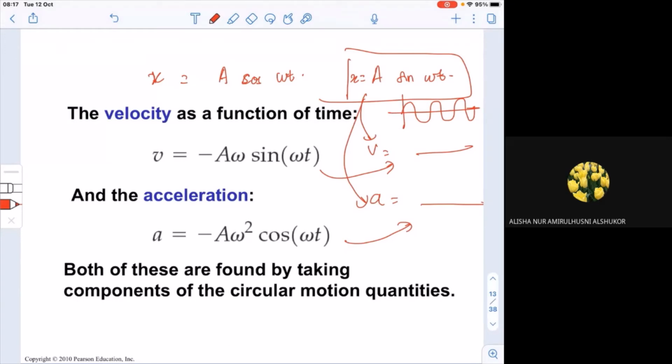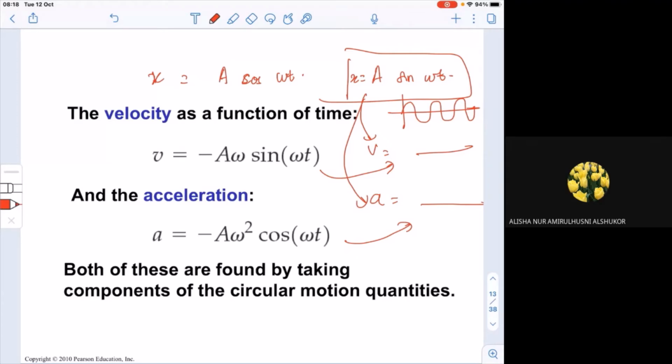If you are having some difficulty to do some integration and also some differentiation, please try to memorize how to differentiate and how to write down x, v, and a for simple harmonic motion. So x equals A cos omega t, v equals negative A omega sine omega t, and a is equivalent to negative A omega squared cos omega t.